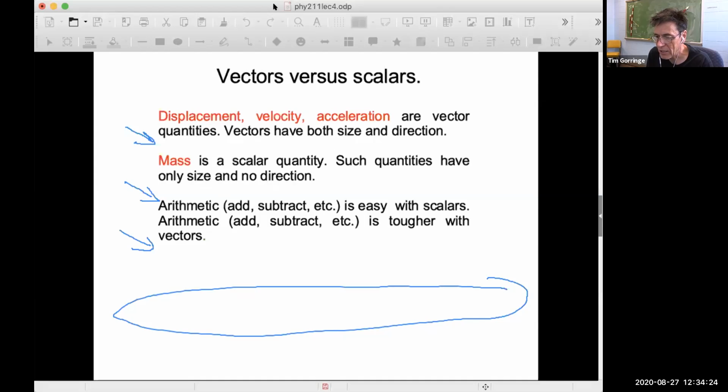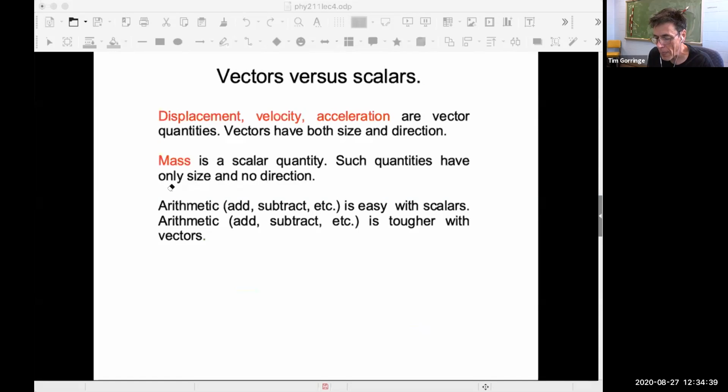Before we actually discuss vectors, I just want to remind you of that distinction that we made between what we call vectors and what we call scalars. As examples of vectors that now you've met, displacement is a vector, velocity is a vector, acceleration is a vector. So each of those quantities has a size or a magnitude, and also has a direction or an orientation.